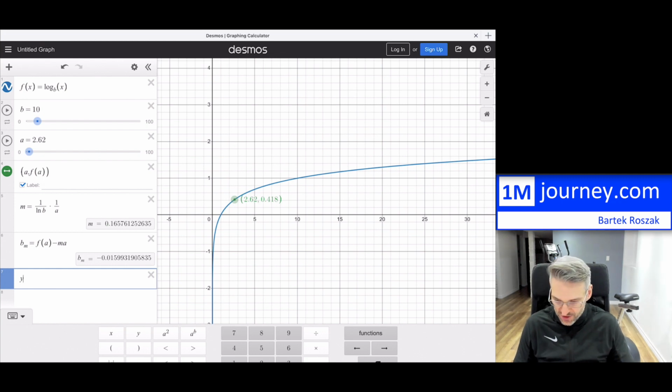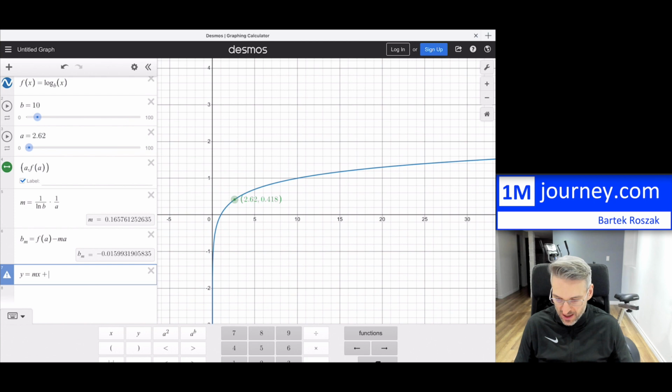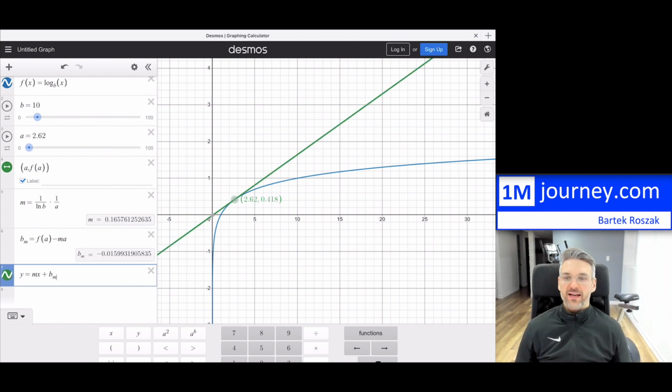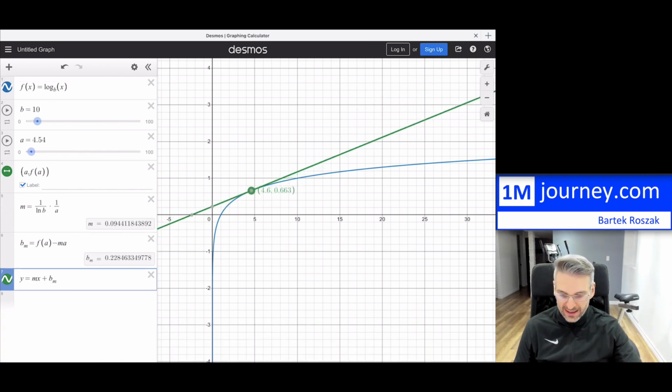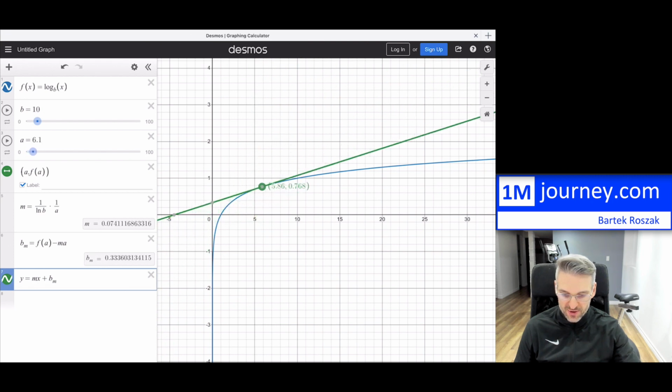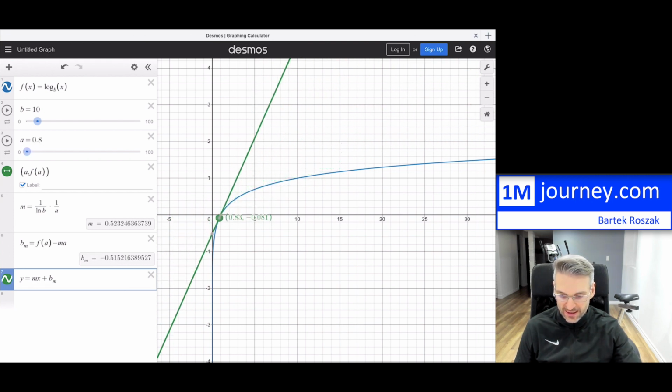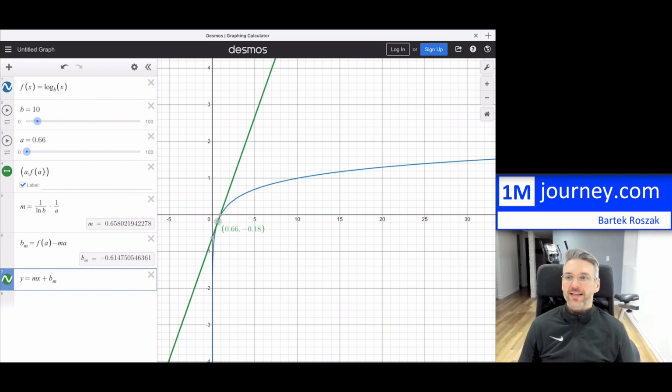And now with this, so notice y is equal to mx. Well, typically it would be plus b, but this is b at the slope. And there you go. Now we've plotted it, and now we can move this point, and it automatically changes the slope for us. So we can have this. It's pretty neat to be able to have that.